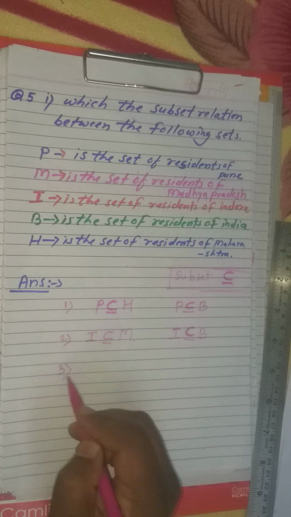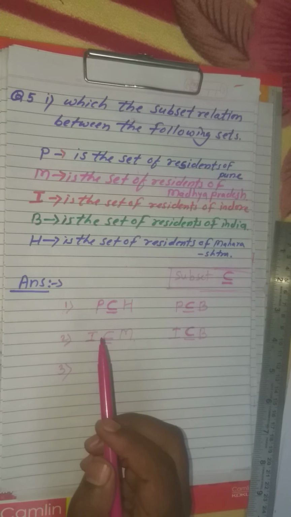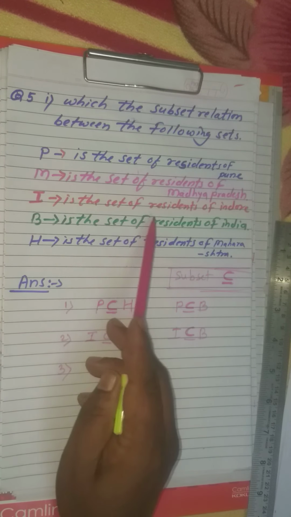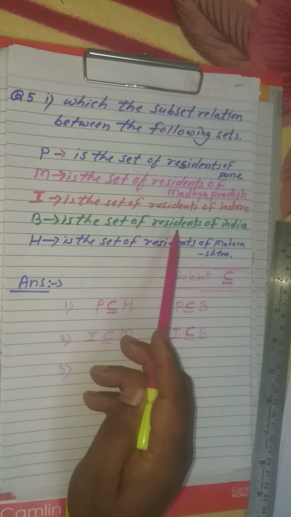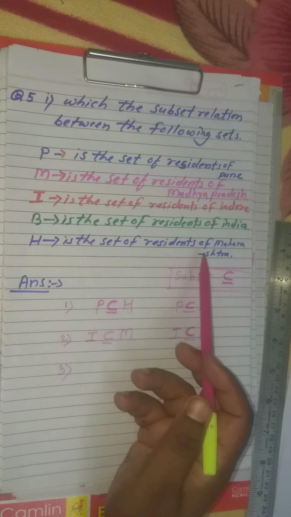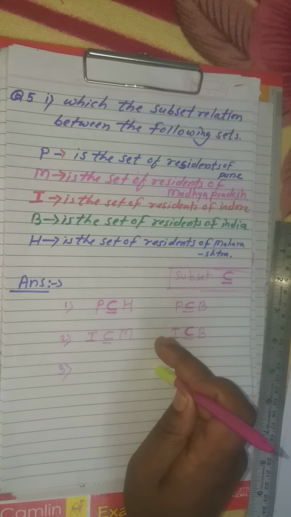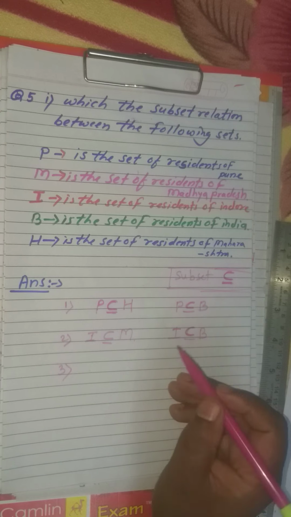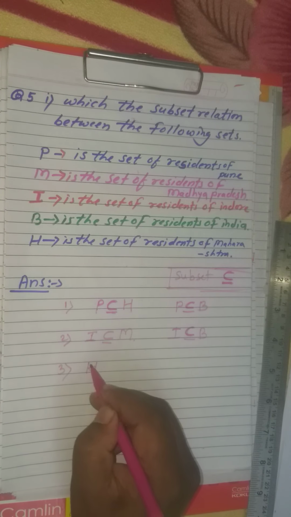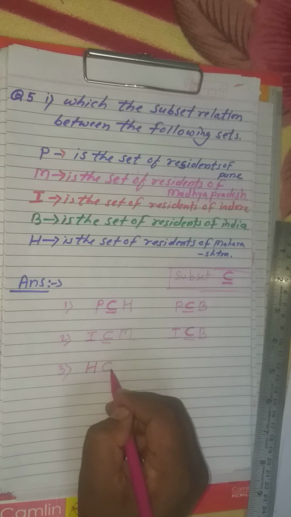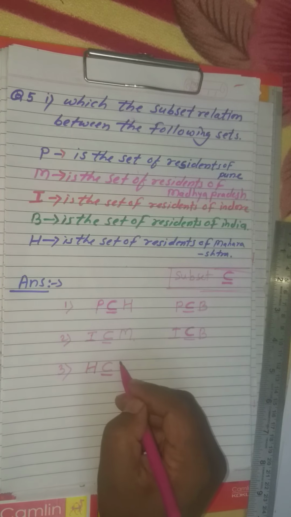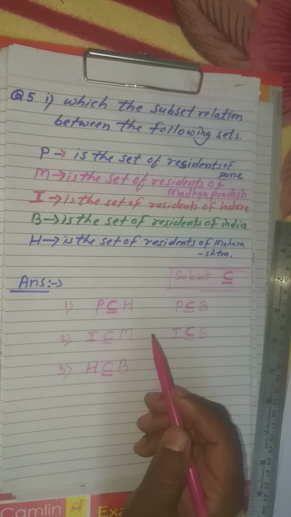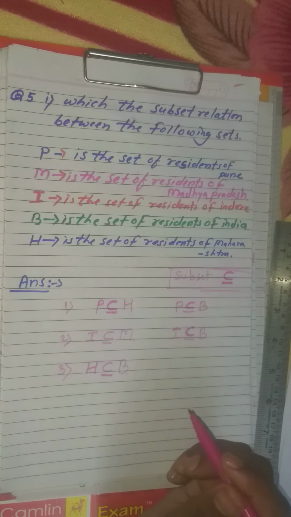Another thing we have to consider: I is the set of residents of Indore, B is the set of residents of India, and H is the set of residents of Maharashtra. All these sets have to come under set B. So we can write: set H is a subset of set B also. Now all these sets are subsets of set B.